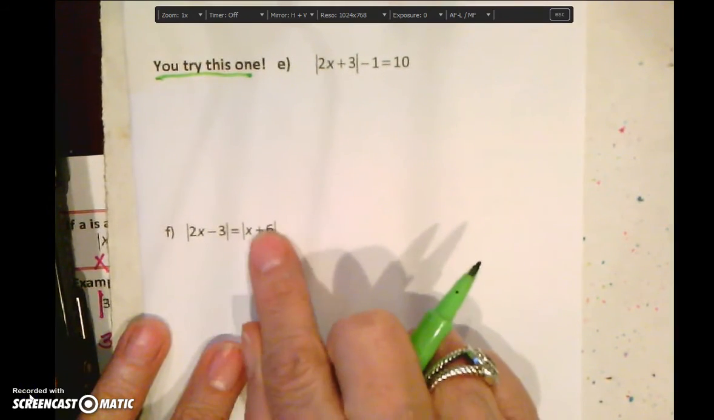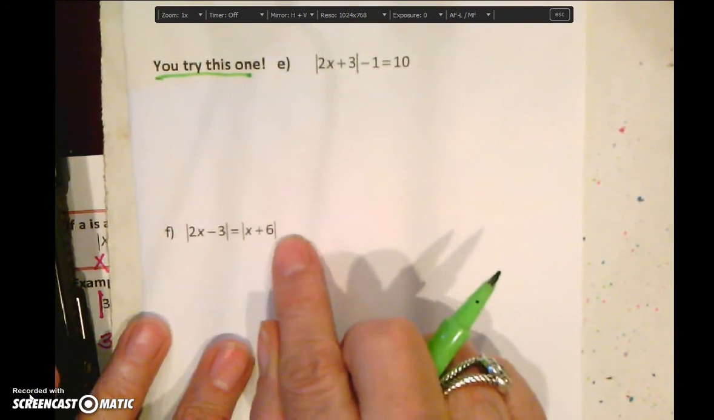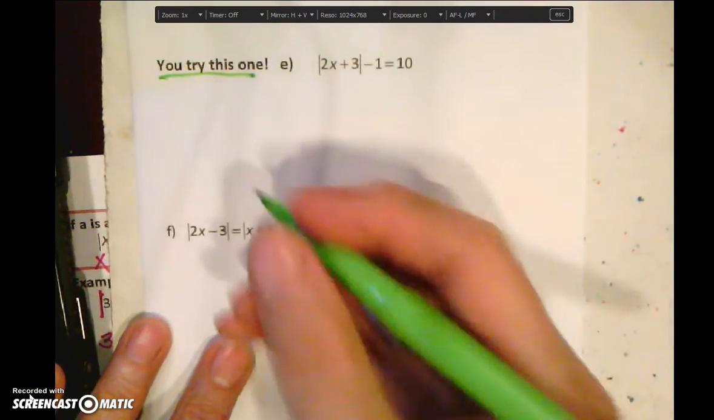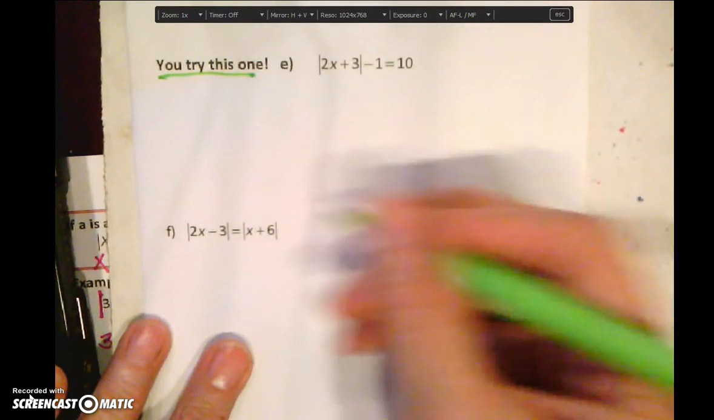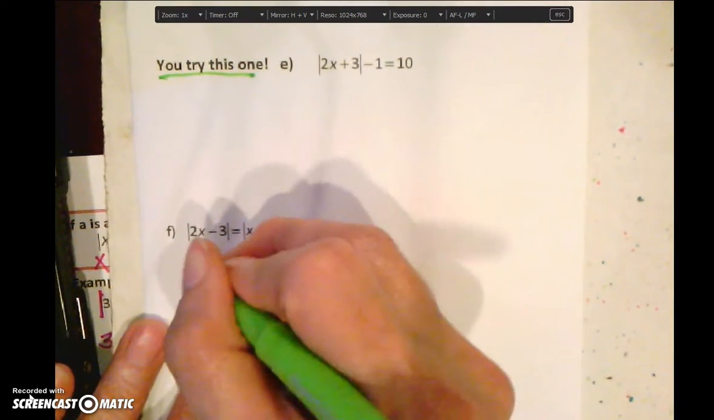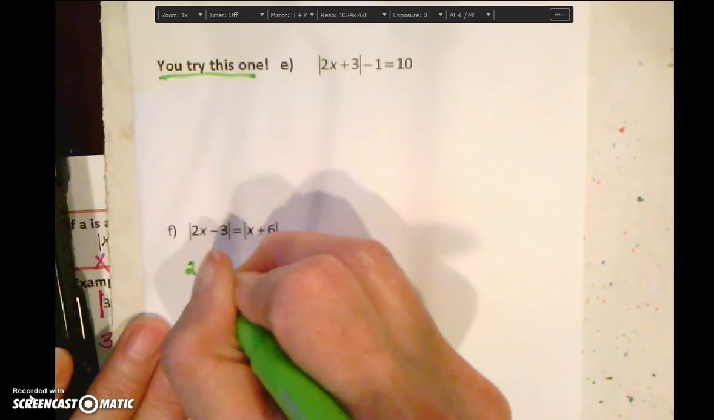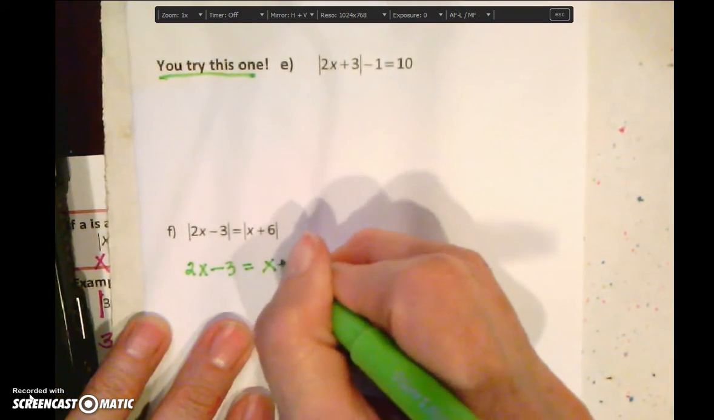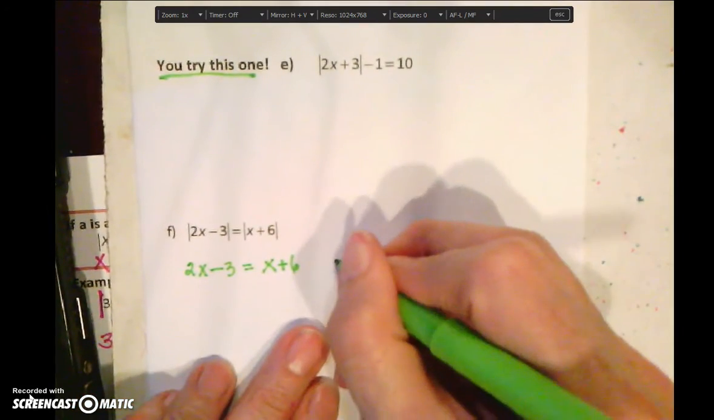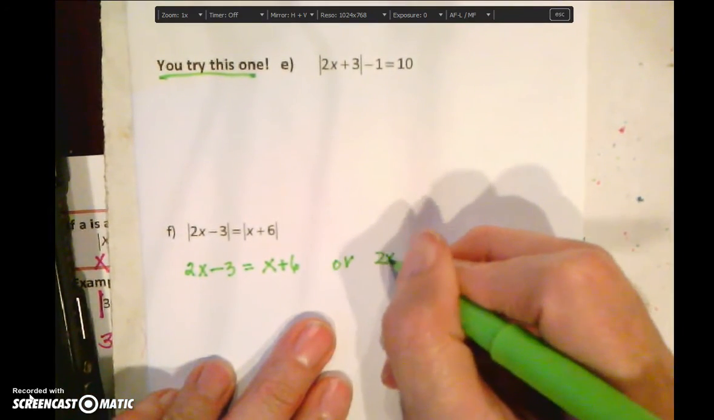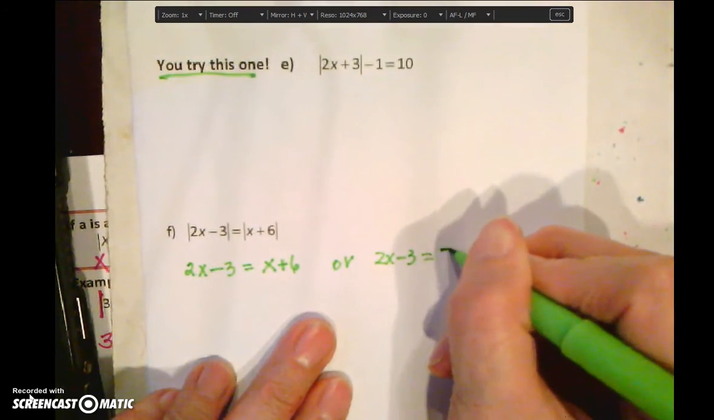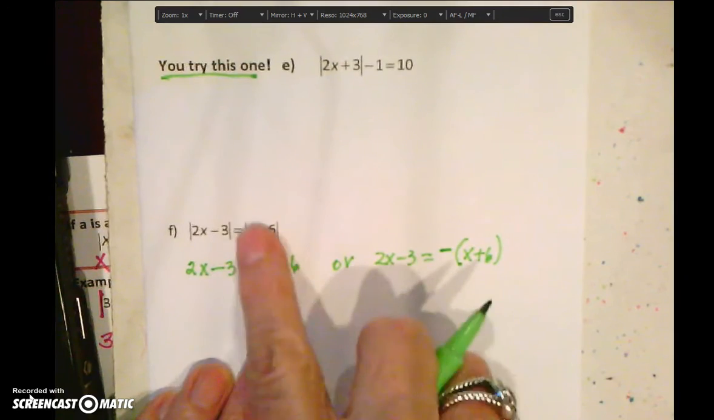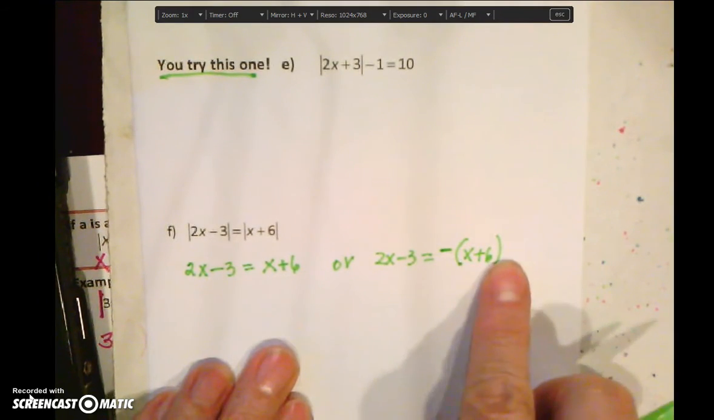Okay, so now we have an absolute value on both sides. They're isolated, both of them. The absolute values are alone. So I'm going to take the inside of this, 2x minus 3, and say that it's equal to a positive x plus 6, or 2x minus 3 is equal to the negative of x plus 6. So same idea, either positive exactly as it is or the negative of it.